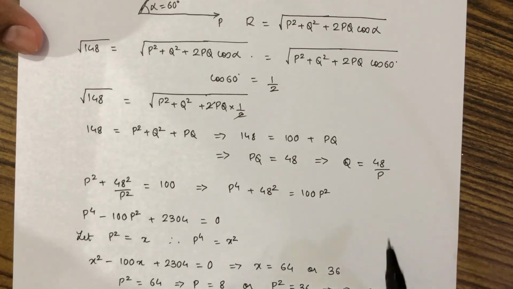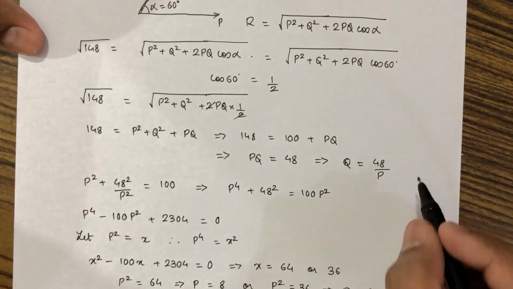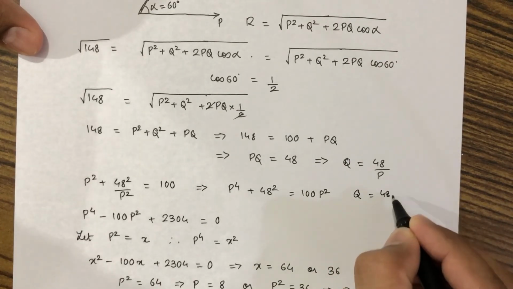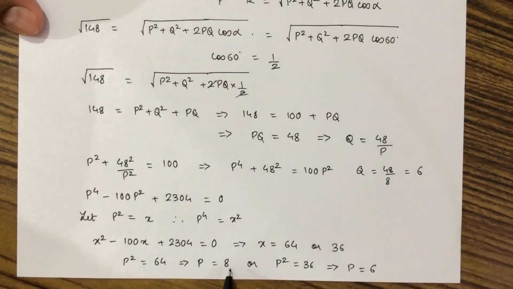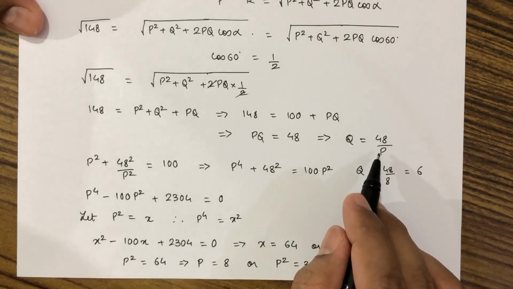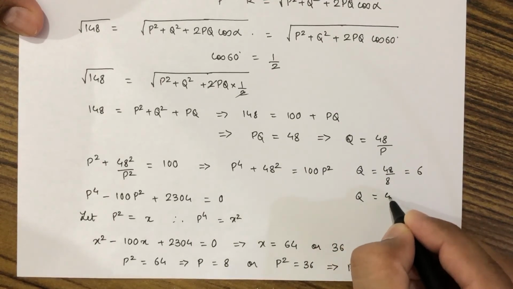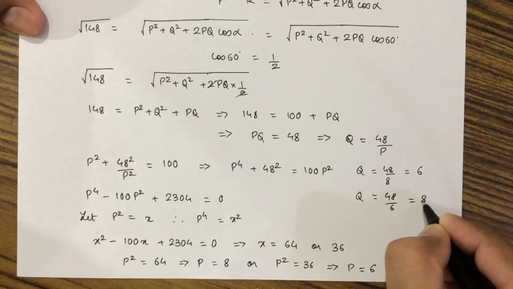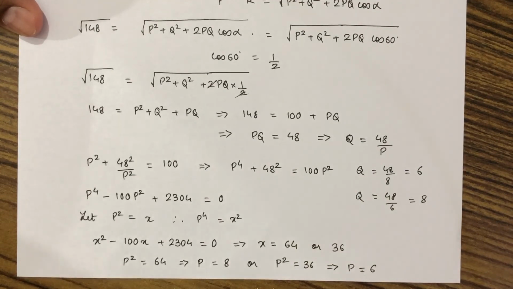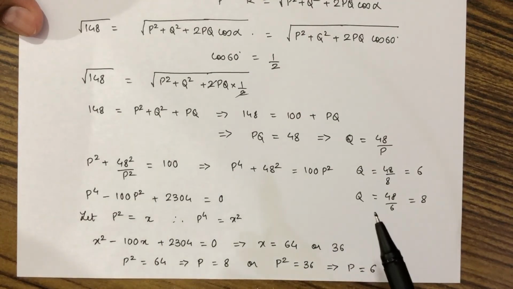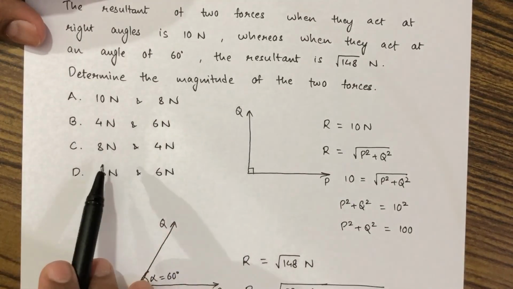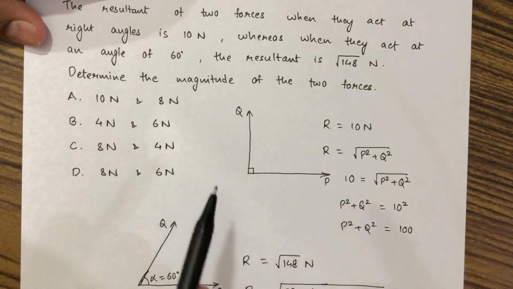Now if we substitute this value of P equal to 8 in this, we will get Q is equal to 48 upon 8, that is equal to 6. So Q will be equal to 6 if P is equal to 8. Similarly, if we substitute the value of P equal to 6 in this, we will get Q is equal to 48 upon 6, that is equal to 8. So either way, P will be 6 and Q will be 8, or P will be 8 and Q will be 6. So the correct option from this will be option D, 8 Newton and 6 Newton.